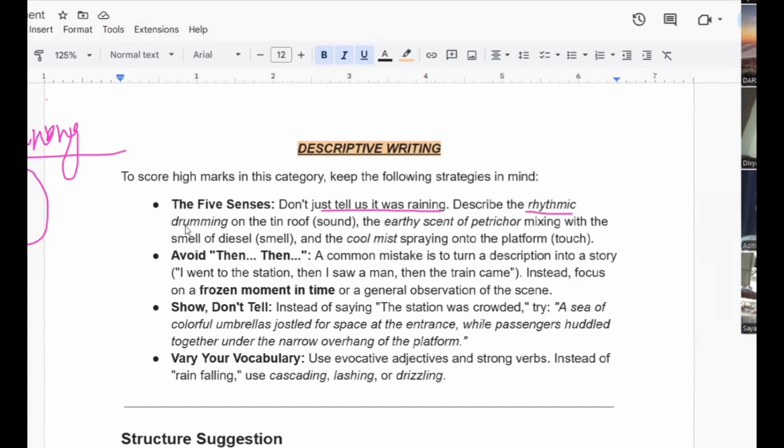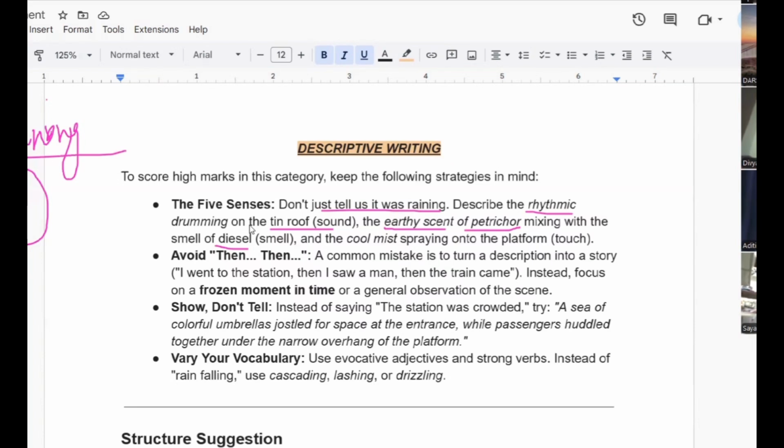Describe the rhythmic drumming on the tin roof, the sound that comes when the raindrops fall on the roof. The earthy scent, or we call it the petrichor, the smell of earth, that smell mixing with the smell of diesel. Why diesel? Anybody? Why are we mixing that smell of diesel? Because there's a railway station outside. Exactly. It's a platform. On a platform when engines come and go, there's a little smell of diesel that comes, right?